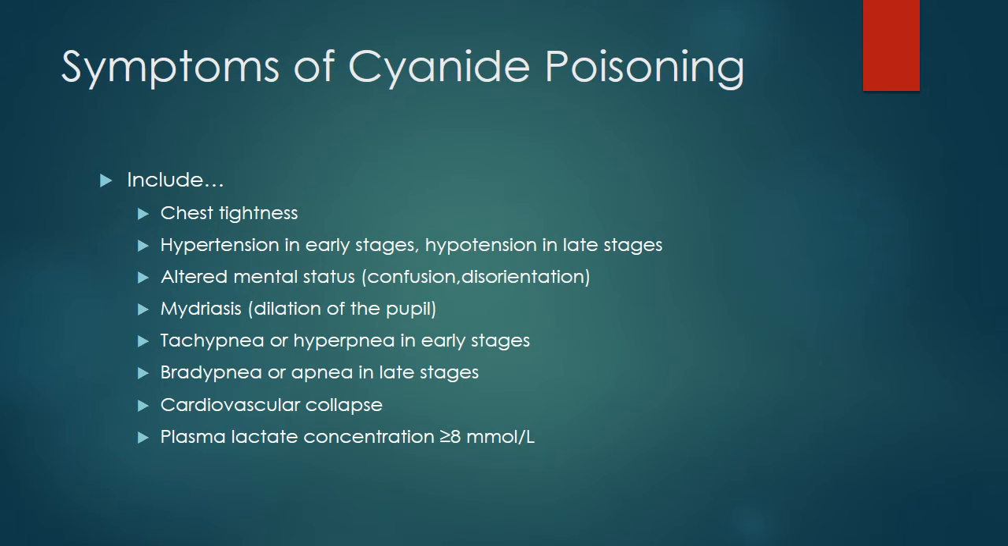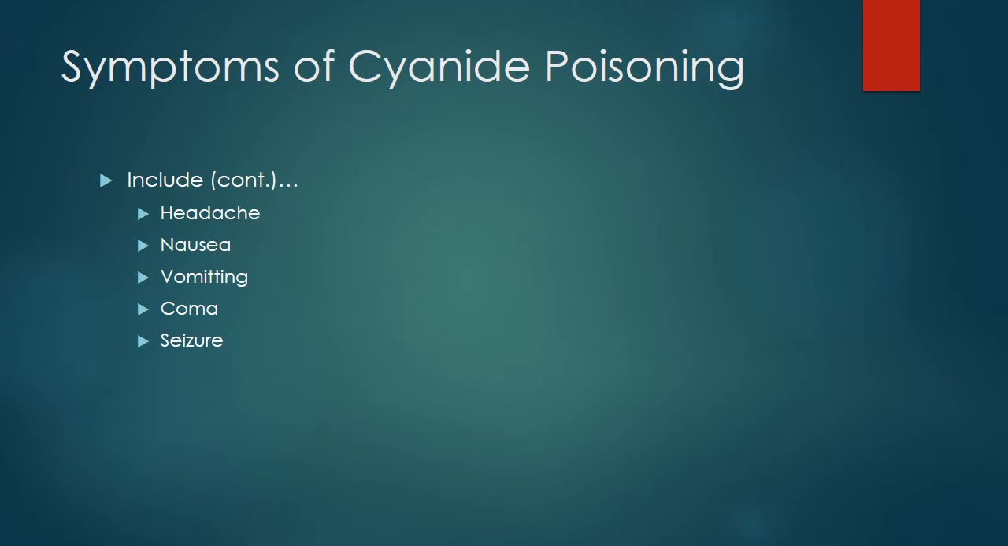Symptoms of cyanide poisoning include chest tightness, hypertension in early stages, hypotension in late stages, altered mental status such as confusion, disorientation, mydriasis, which is dilation of the pupils, tachypnea or hyperpnea in early stages, bradypnea or apnea in late stages, and cardiovascular collapse. In the hospital, when they draw labs, they'll also notice a plasma lactate concentration at or above 8 millimoles per liter. Other symptoms of cyanide poisoning include headache, nausea, vomiting, coma, and seizure.